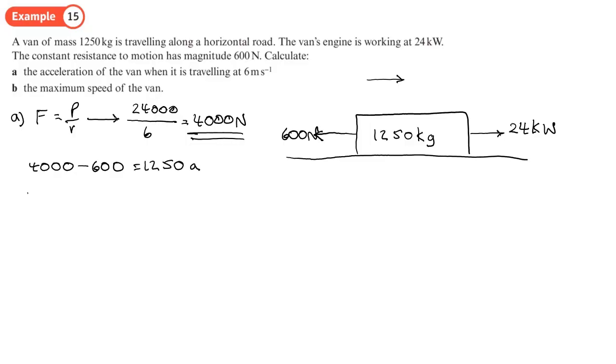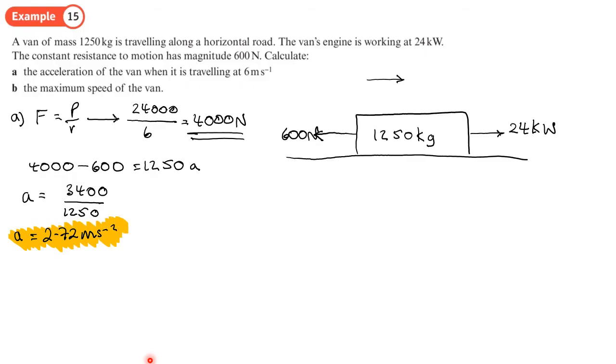1250a. So a will equal 4,000 take away the 600, which is 3,400, divided by 1250, and we should get an acceleration of 68/25, which is 2.72. So a equals 2.72 meters per second squared. Right, so that's the acceleration when we have a velocity of 6 meters per second.